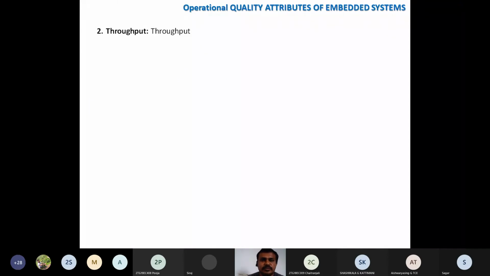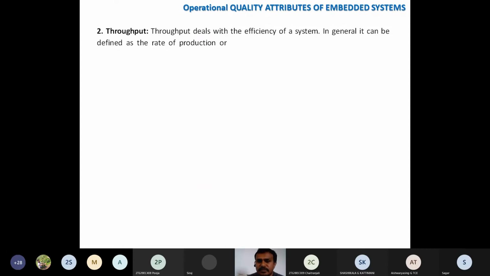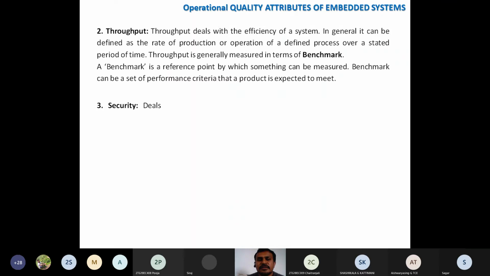The response, then the throughput. The throughput deals with the efficiency of a system, so how much it is efficient. In general, it can be defined as the rate of production or the operation of a defined process over a stated period of time. So it is the rate of production, the throughput. In the given time, the efficiency based on the throughput is nothing but how much output we are expecting, whether the output is coming or not, whether it is achieved by the embedded system or not.